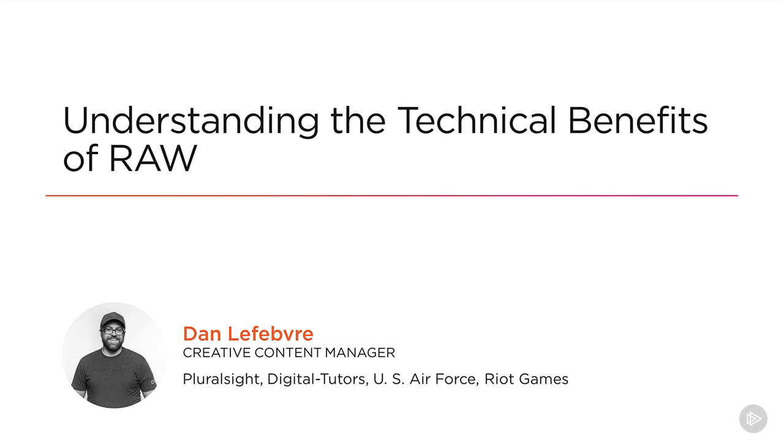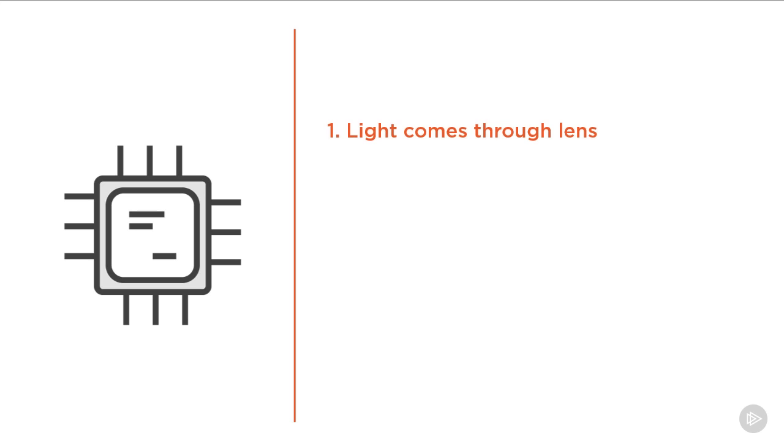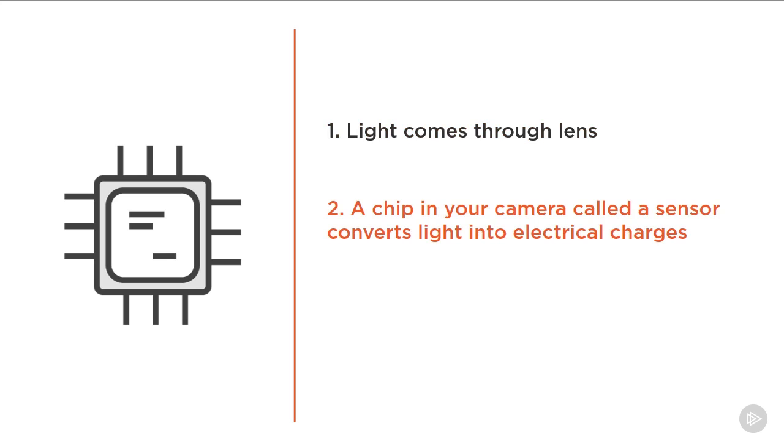In this lesson, we'll learn some of the technical reasons why we should be shooting raw images. All right, so in order to get a better understanding of this, we need to understand how cameras create the digital files. So essentially what happens is light comes in through the front of the camera, through the lens, and then it hits a chip in the camera that's called a sensor.